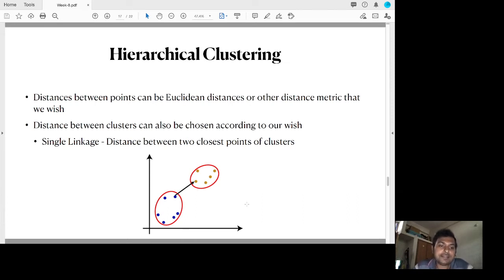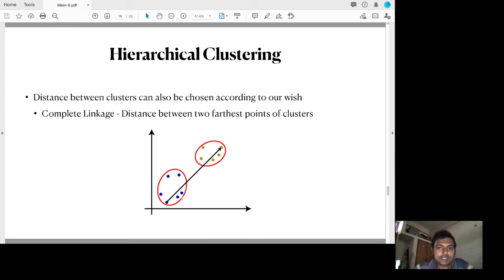So one point is single linkage. Single linkage is the distance between the two closest points of the clusters. You have these 6 points in the blue cluster and 5 points in this particular yellow cluster, and you compute the distance between all pairs of points between these two clusters, and you take the minimum distance of those, and that you say to be the distance between the two clusters. Okay, so that is known as single linkage.